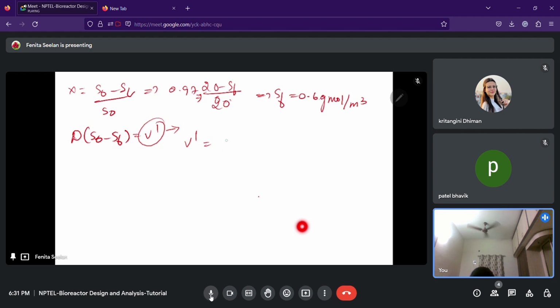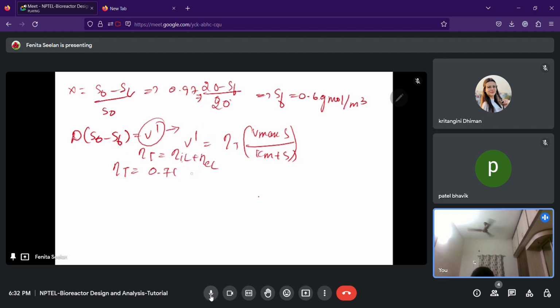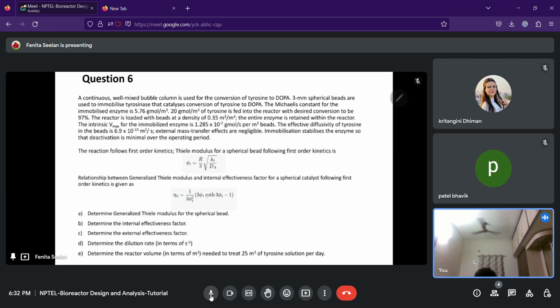The actual reaction rate is given by your total effectiveness factor times Vmax divided by Km plus S. Your total effectiveness factor, we found out, is 0.7, and this is internal and external, which is 1.71. If you substitute it back here, V dash is 1.71. What is Vmax?